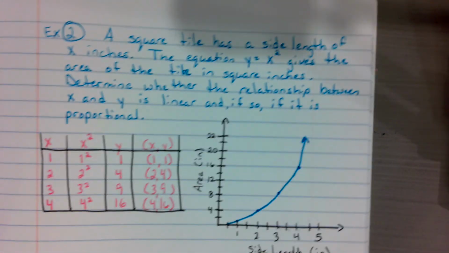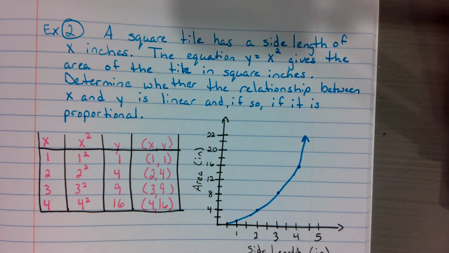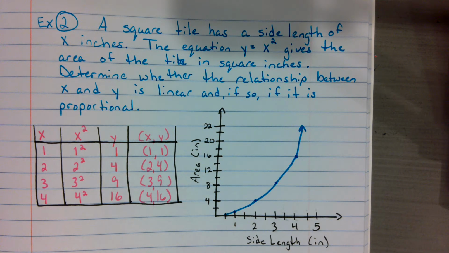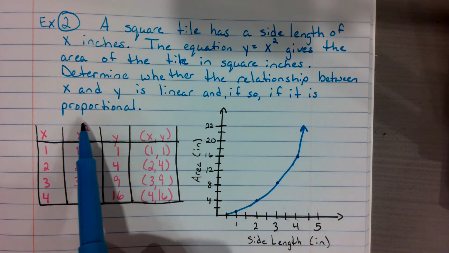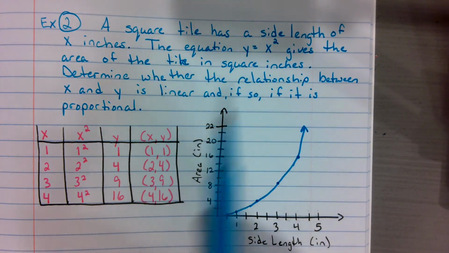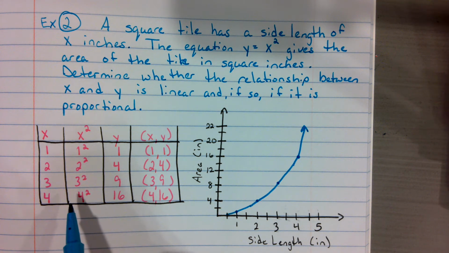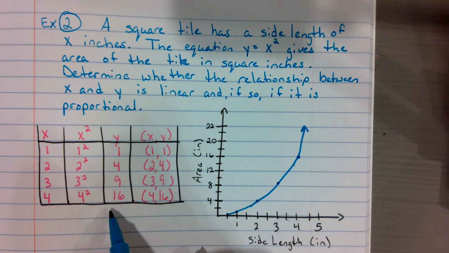My next example here: a square tile has a side length of x inches. The equation y equals x squared gives the area of the tile in square inches. Determine whether the relationship between x and y is linear, and if so, if it is proportional. All right, so I've done the same thing here. I've taken my equation and just taken the x side of it, so this expression here. And then I've picked some x values that make sense for this equation, and then substituted those in for x and determined what my output, or my y value, is.